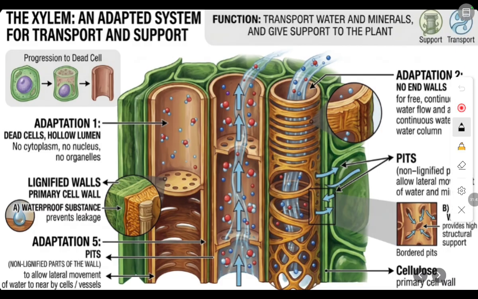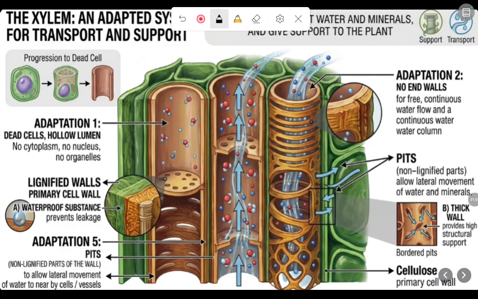And when I say end walls, I just want you to remember this. If I'm having a circle and for example, this black is the end wall, do you think that water will flow as smoothly as when the end wall is not present? Of course, when the end wall is not present, the water will flow more smoothly. The water will flow more efficiently. So basically, when I say no end walls, it means that it has free continuous water flow. A continuous water column is being developed, so more water can flow inside the xylem vessel and outside of the xylem vessel very smoothly and very easily.